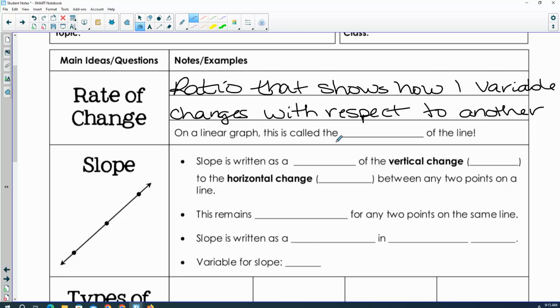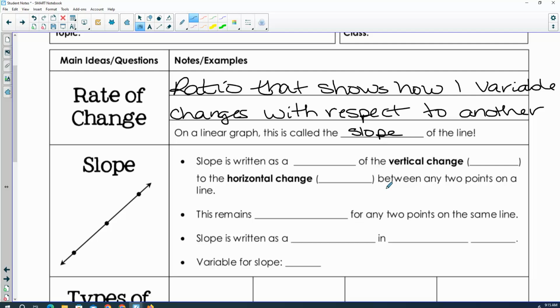When we're talking about lines, then instead of calling it rate of change, we typically say slope. They mean the same thing. So slope is the word that you've heard the most often. When we are finding slope, we have to do it the same order every time so it makes sense and we can kind of compare.